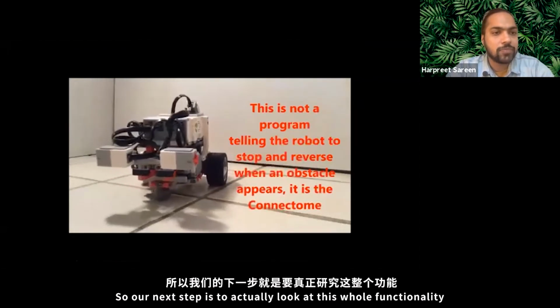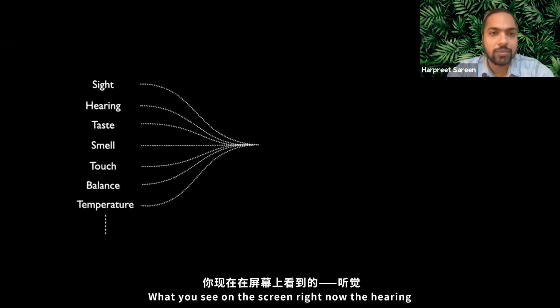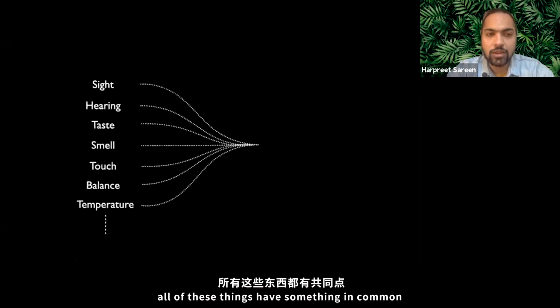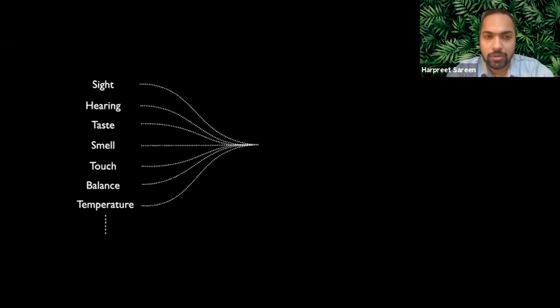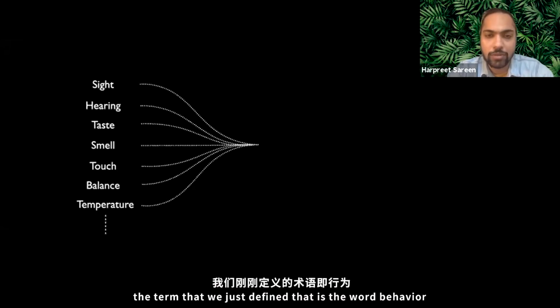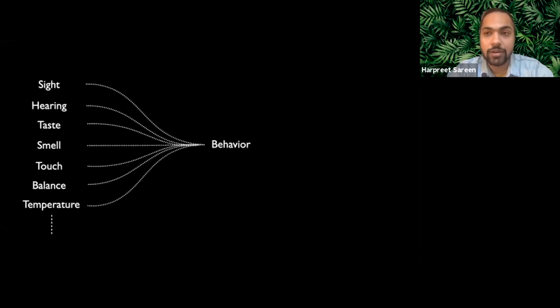Cool. So our next step is to actually look at this whole functionality. What you see on the screen right now, the sight, the hearing, taste, smell, touch, balance, temperature, all of these things have something in common. These are obviously the senses, but they have a larger term in common, the term that we just defined, that is the word behavior. And I believe nothing captures the fundamentals of design more than the word behavior.